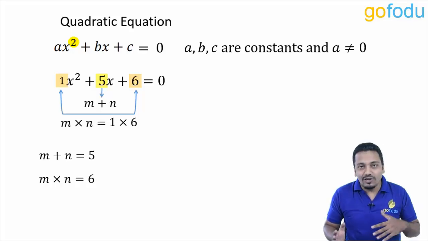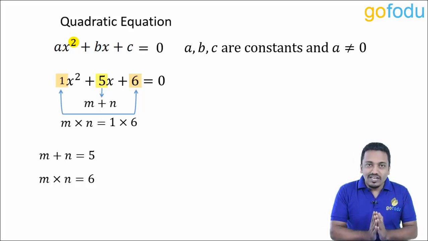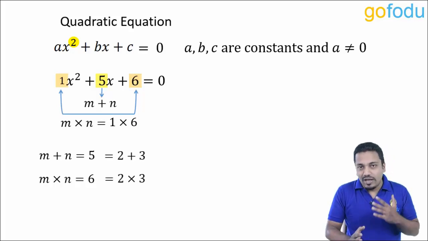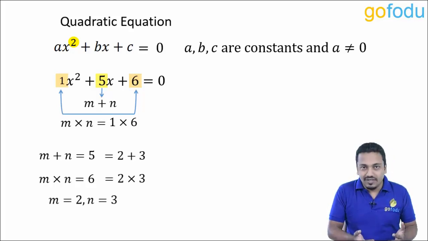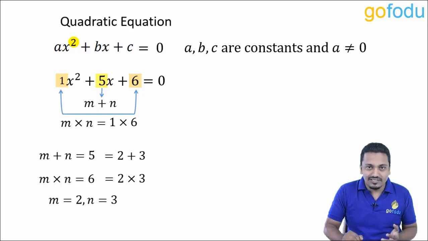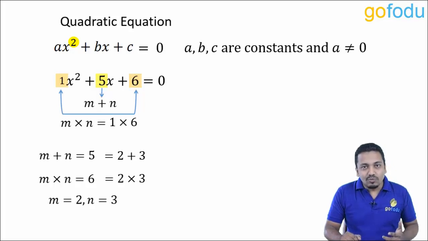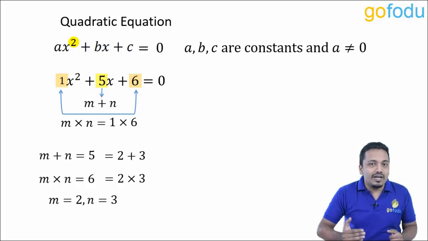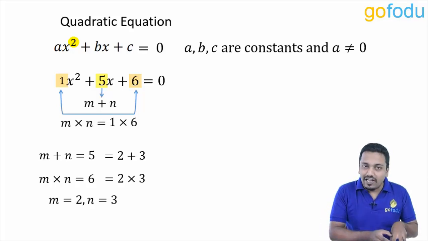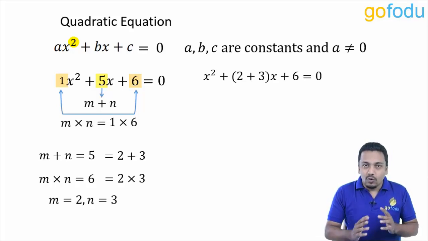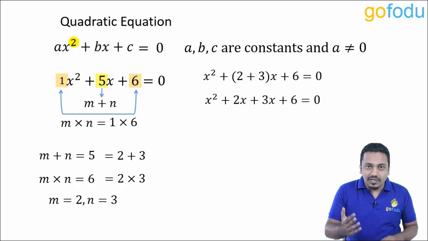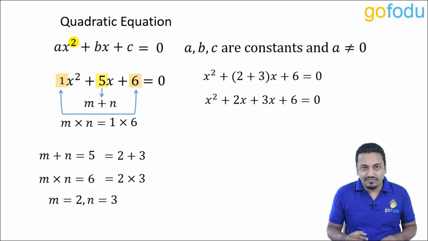Now think about the values of m and n. Only numbers that satisfy these conditions are 2 and 3. So m is 2 and n is 3, or you can say m is 3 and n is 2. That won't make any difference. The next step is to break the coefficient of x and write it as the sum of m and n. Write down 5 as 2 plus 3. Open the brackets. x square plus 2x plus 3x plus 6 is equal to 0.